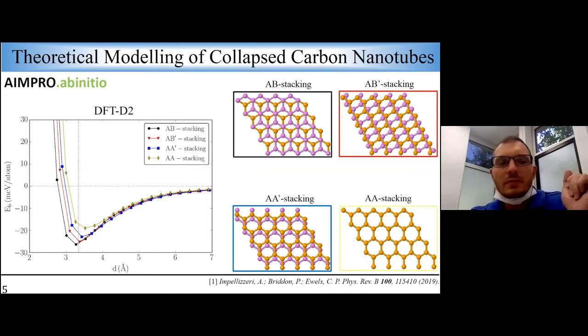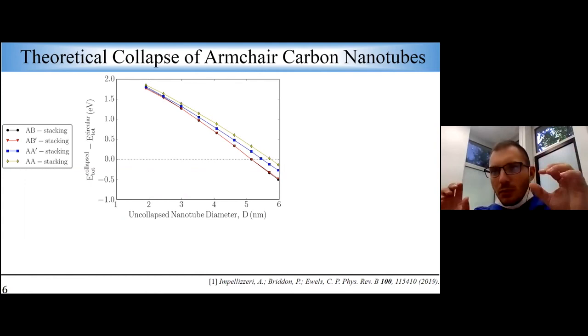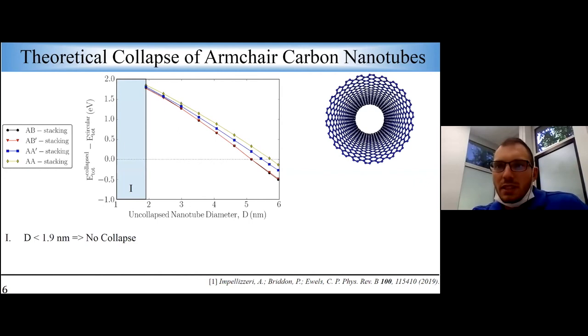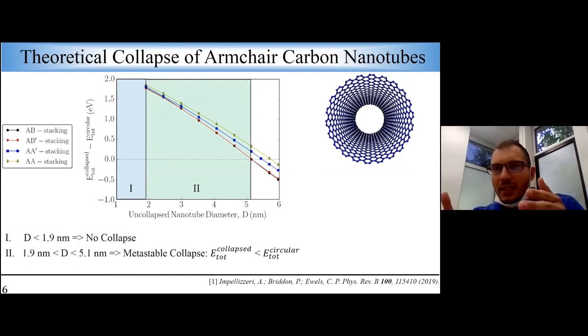After that, we calculated the total energy difference between the cylindrical and collapsed configuration as a function of the diameter, in order to confirm the previous experimental observation of the thermodynamic preference for the collapsing deformation. It is possible to read this plot as a sort of phase diagram, because for nanotubes with diameters lower than 1.9 nanometer, all nanotubes are automatically circular because the diameter is too small, so it is not possible to get an energy balance between a central flat region and the formation of the edge cavities. For diameters between 1.9 and 5.1 nanometer, we start to get collapsed configurations, but the corresponding total energies are systematically higher in comparison to the cylindrical ones. So in such a sense, we got metastable collapsed states.